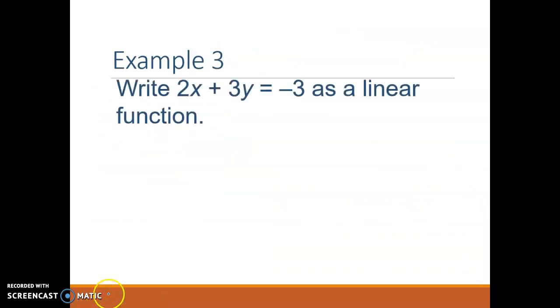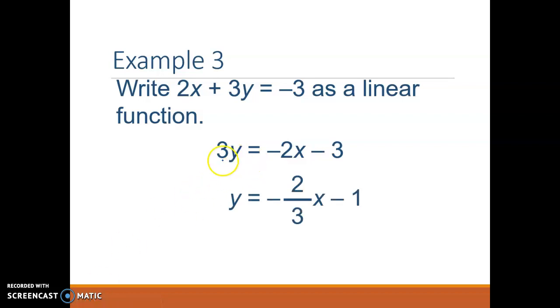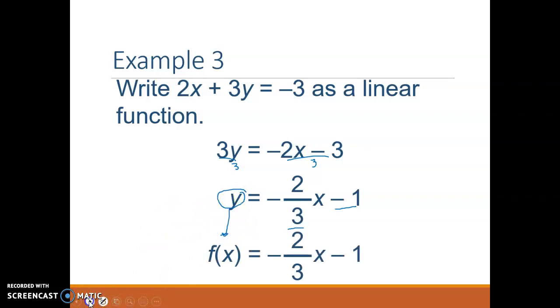Let's write 2x plus 3y equals negative 3 as a linear function. The first thing that we want to do is to go ahead and solve for y, so we're going to subtract 2x from both sides, and then we will divide everything by 3 so that we can get the y by itself. We get y equals negative 2/3 x minus 1. This is slope-intercept form because it gives us the slope and the y-intercept. In order to change that to function form, we change our y to f of x. Everything else stays the same.